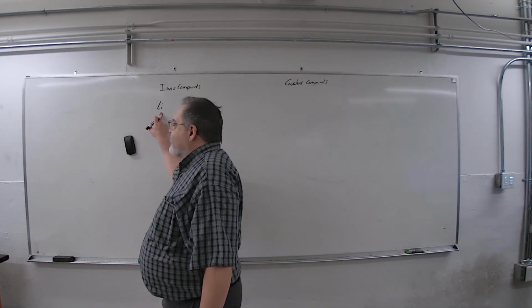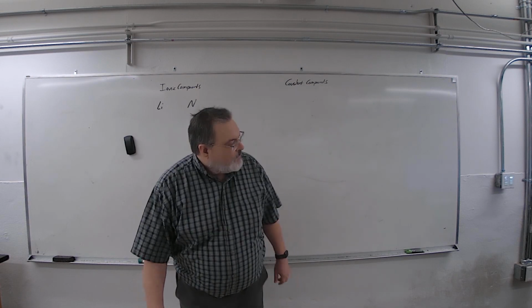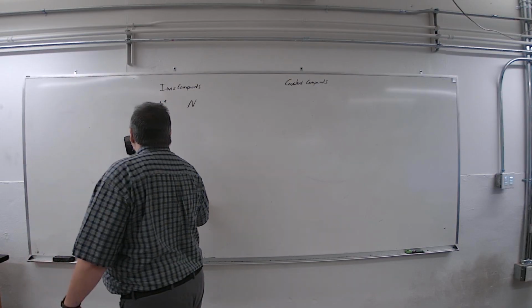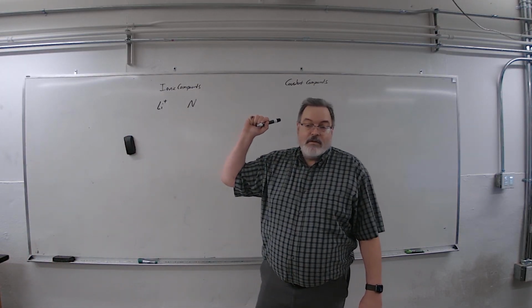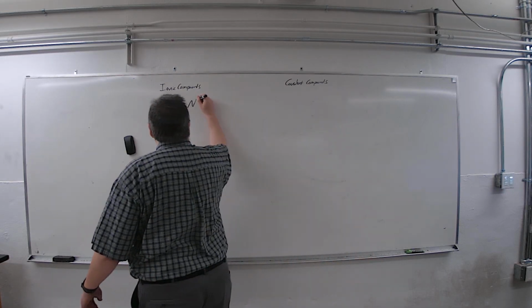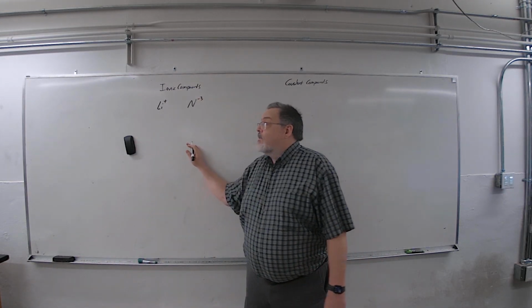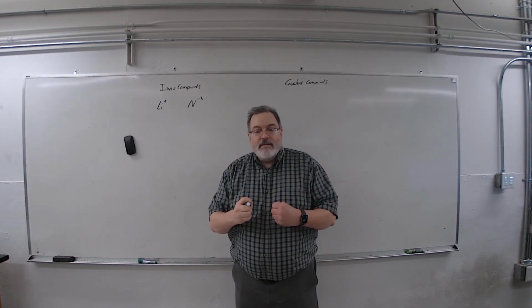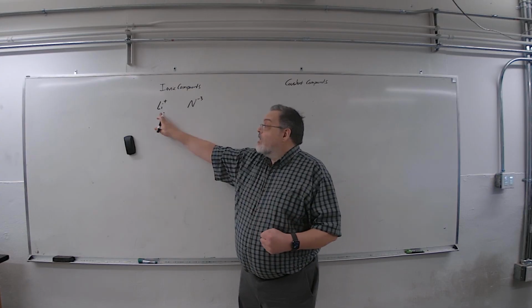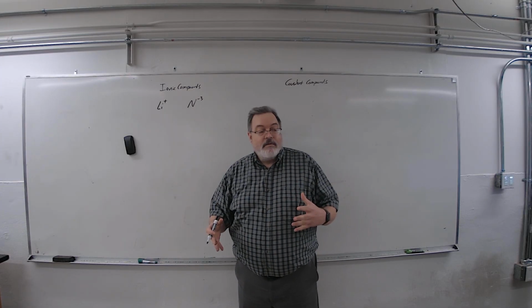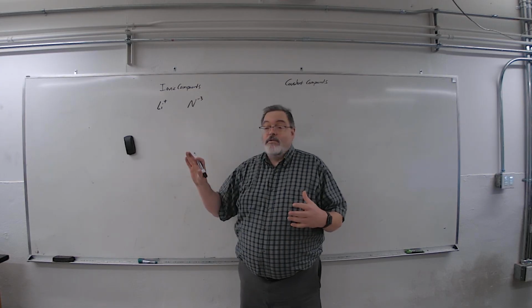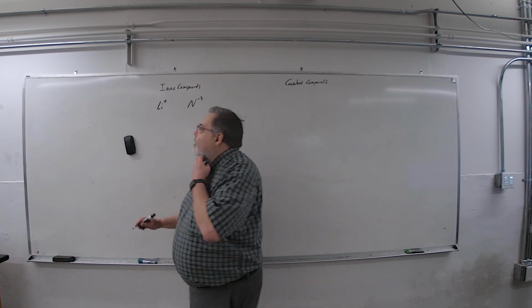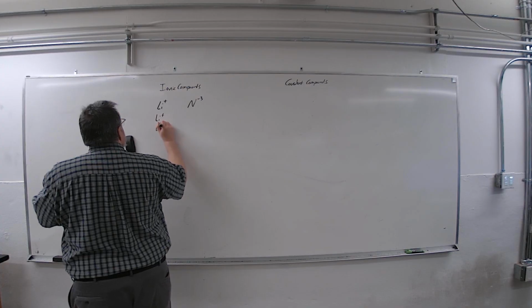What's the charge on lithium? +1. Put a plus there. What's the charge on nitrogen? -3. Okay. I've identified the charges on both of these. Now I want them to come together as a formula. But I need them to balance. I need the charges to balance. So I need a certain number of these and a certain number of these to make them balance. So how many lithiums do I need and how many nitrogens do I need? You need 3 of these.